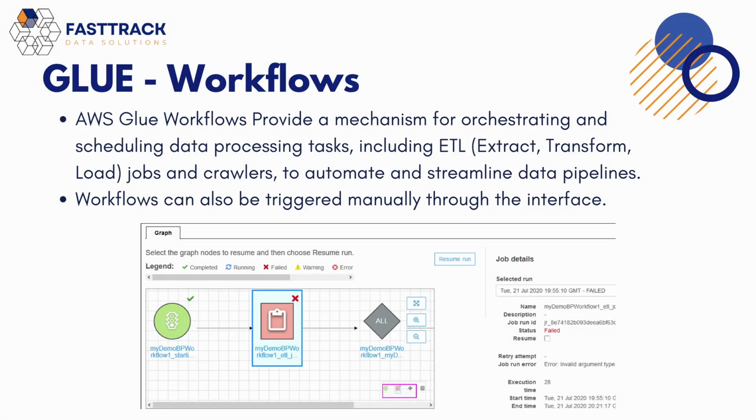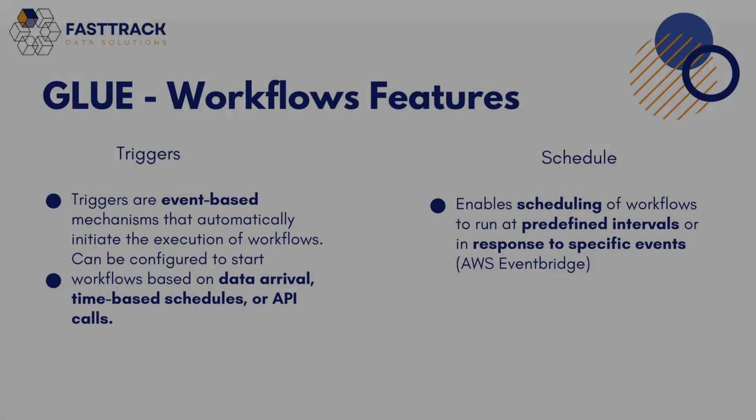These are used to orchestrate and schedule data pipelines. They allow you to connect ETL jobs and crawlers into a single flow and run them automatically in the correct order. Workflows can be scheduled or triggered manually, making it easy to automate and manage end-to-end data processing. Glue workflows use triggers to automatically start processing.